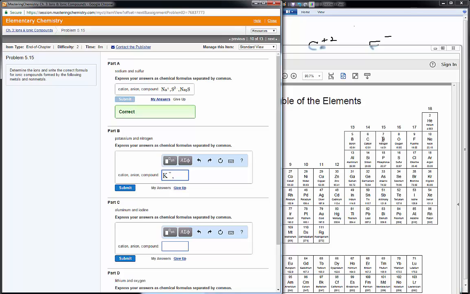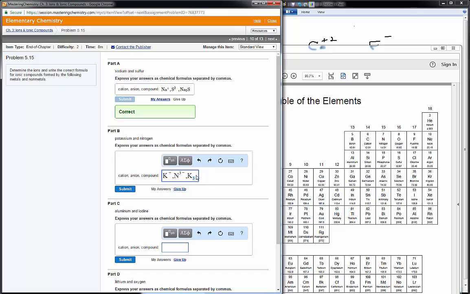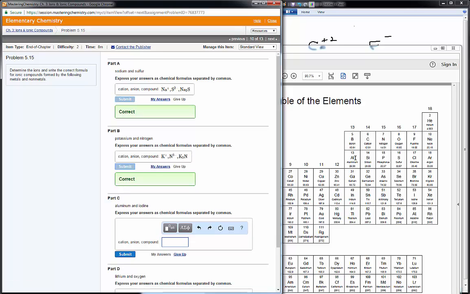Nitrogen is in group 5, so it makes a -3 ion. That's N3-. And when I put these two together, I'm going to need 3 potassium ions to balance the charge from 1 nitrogen ion. So that's going to be K3N. For aluminum and iodide, aluminum's in group 3, so it has a +3 charge.